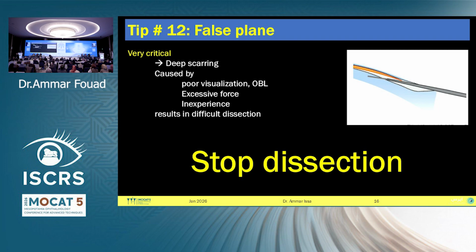False plane dissection is one of the really serious things, because once you have a false plane and you continue dissecting, it will definitely result in deep scarring and poor visual outcome for the patient. So you have to be aware that these deep dissections may happen if you cannot identify and visualize the edges of the lenticule, the edges of the side cut, very well. Or if you use excessive force, thinking that there is some adhesion because of black spots, because of OBL, then sometimes you go into a deeper plane. So you have to stop dissection once you are not happy, once you are not seeing things flowing as usual.